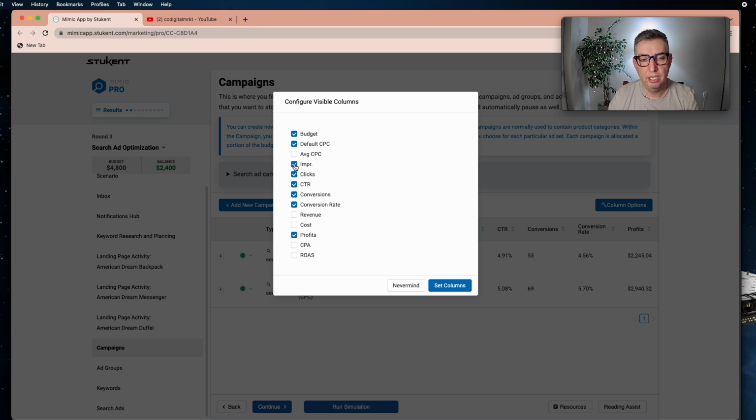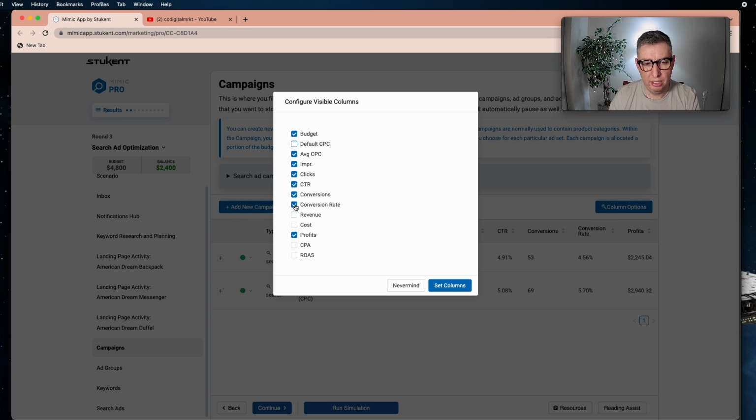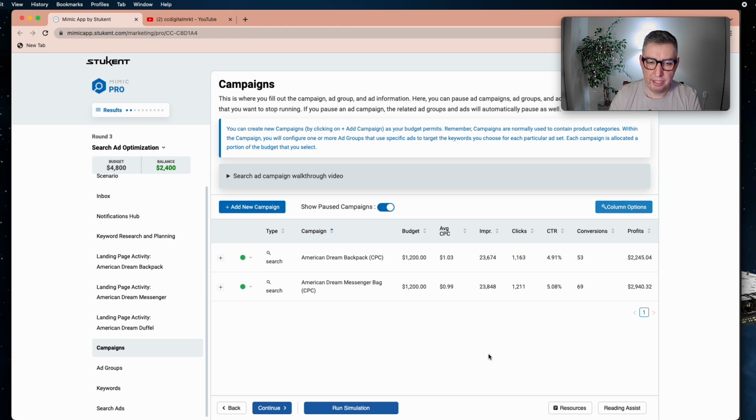So I always suggest, for the cost per click campaigns, to have the cost per click. The average cost per click will give you an idea of how much you're spending on average per click. Impressions, clicks, click-through rate, conversion, and probably profits. Okay, let's try with that. So now you have all the indicators here.